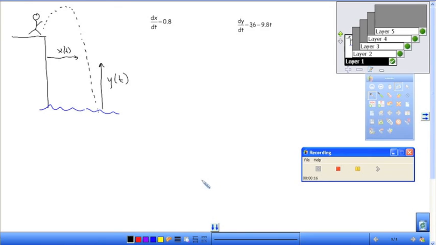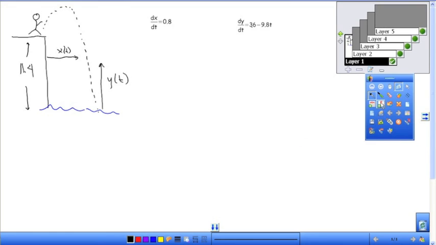And I have a picture drawn here, and you can see that I've simulated the path of the diver. He is going to jump out away from the edge of the cliff, rising up and then falling down into the water, and the cliff height is 11.4 meters. They also tell me his x direction velocity, dx/dt, and the y direction velocity, dy/dt.